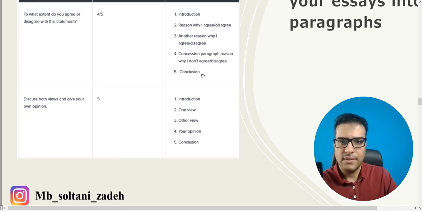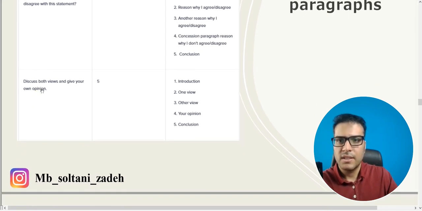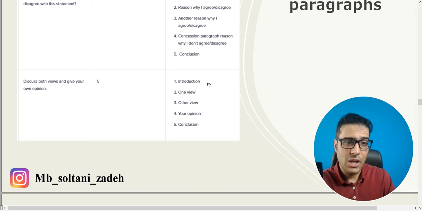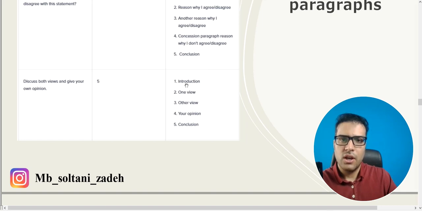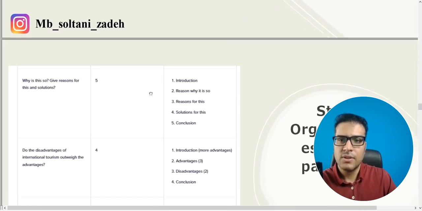And finally, we have the conclusion. To discuss both views and give your opinion question, we can write 5 paragraphs. It's only one way to write this type of essay. We can write the introduction, one view in the first body, another view in the second body, and on a separate paragraph we can write our own opinion. And finally we have the conclusion.